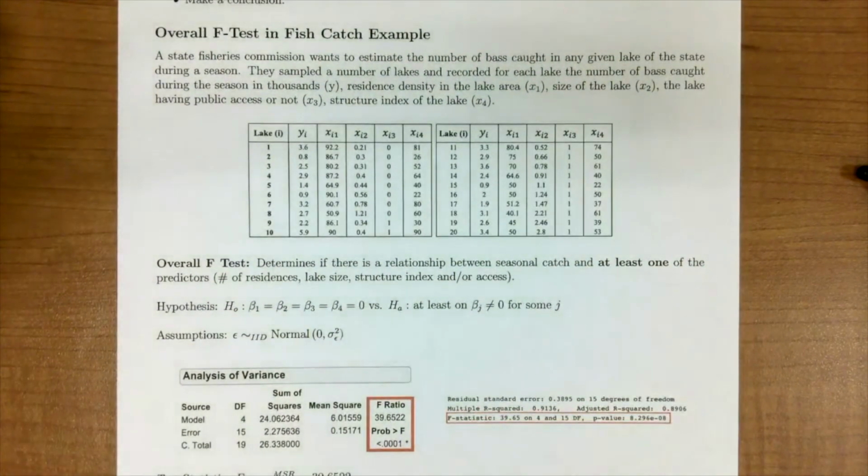Recall, we're working with the State Fishery Commission, and they want to estimate the number of bass caught in any given lake of the state during a season. We sample a number of lakes and record the number of bass caught. We also are looking at predictors such as the resident density, size of the lake, having public access, and the structure index. What the overall F-test is going to help us determine is if there's a relationship between the seasonal catch of bass and if there's at least one of the predictors that is important to it.